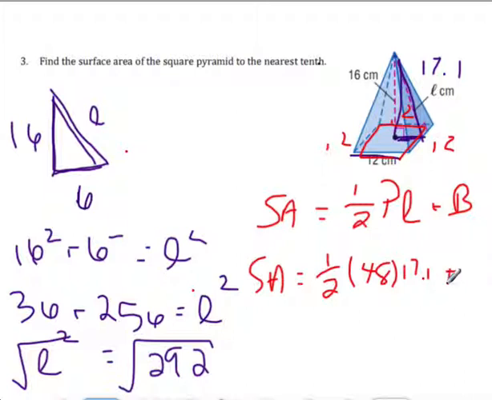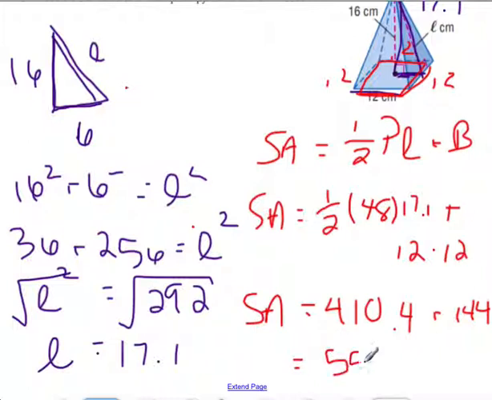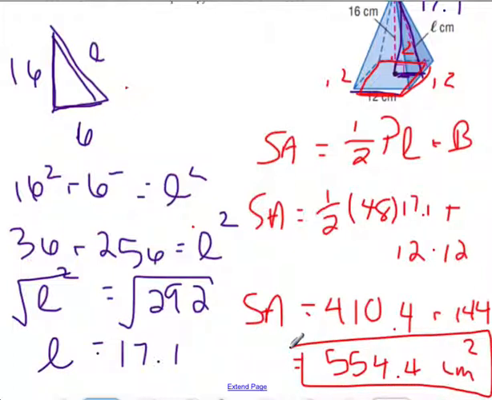Now we need to add the area of the base. Well, our base is a square. To calculate the area of the square, we're just going to do base times height, which is 12 times 12. So let's simplify this down some more. For our lateral area, we're going to have 1/2 times 48 times 17.1, and that's going to give us 410.4, plus 12 times 12, which is 144. Then we can add those two together, and we get 554.4. Our label is centimeters, so the area is in centimeters squared.